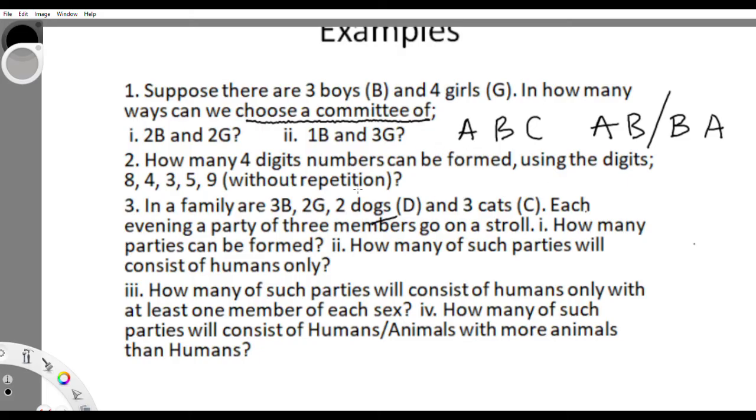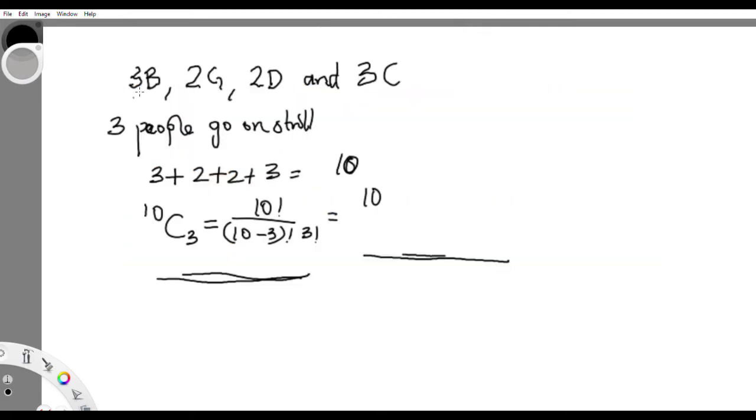Okay, how many parties can be formed? We've done that. Now how many of such parties will consist only humans? Now this is a question. How many of such parties would consist only humans? Now remember, you have 3 boys and 2 girls, so if I'm forming this party, how many of them would only be formed using humans, purely humans?